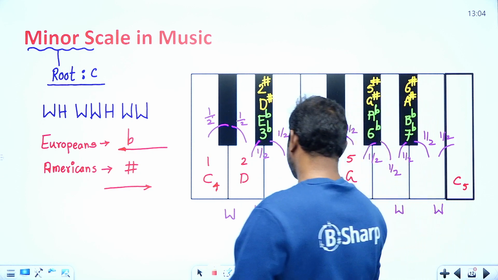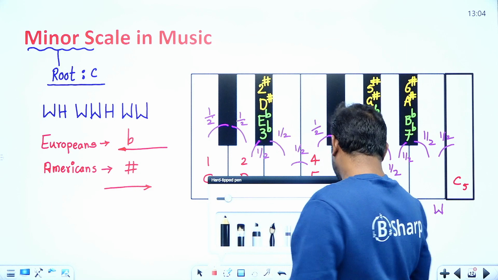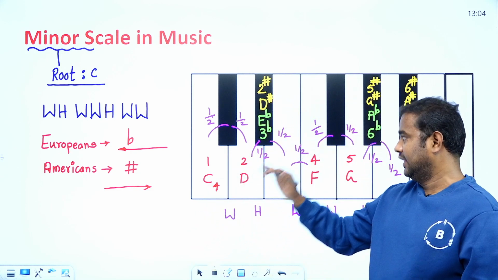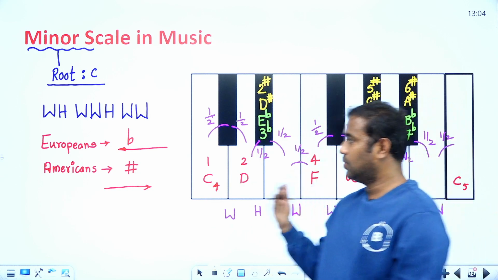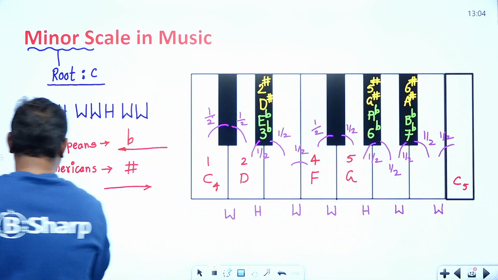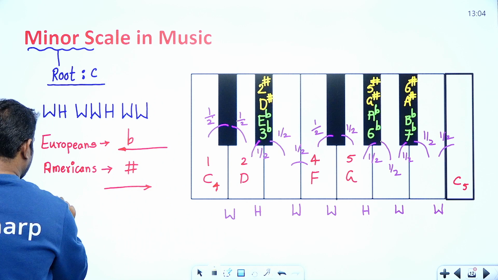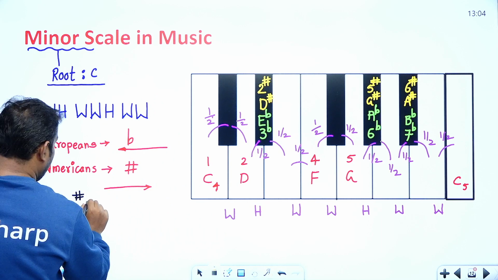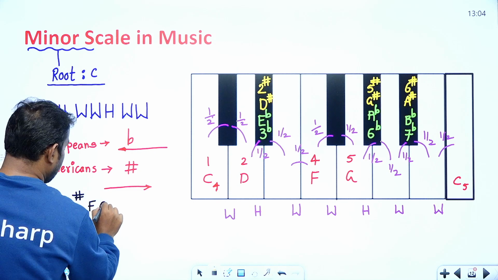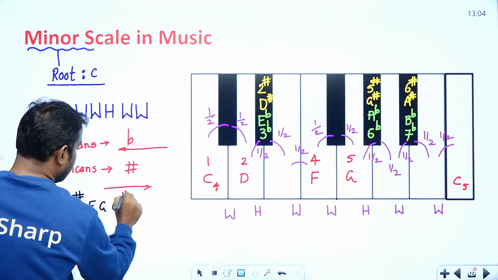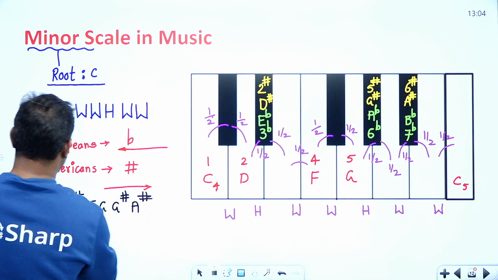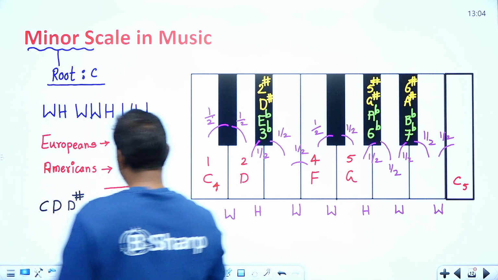One more thing you can do is this: some musicians, instead of writing all these things like this, C, D sharp, sometimes you can also write like this: C, D, D sharp, F, G, G sharp, and A sharp. So these are the keys in the minor scale. These are the keys in the minor scale.